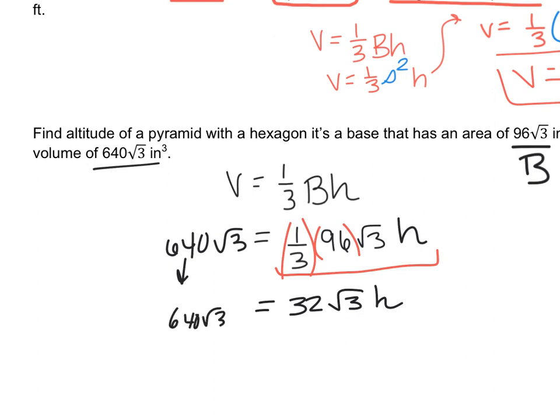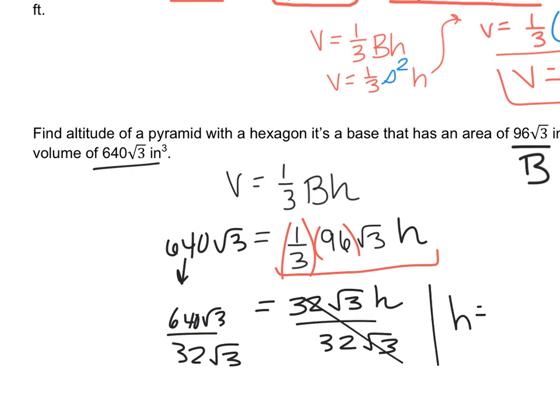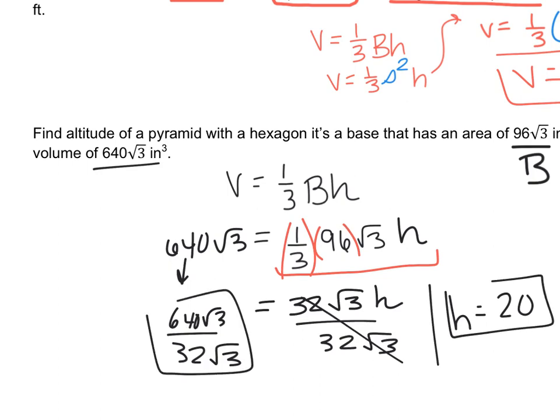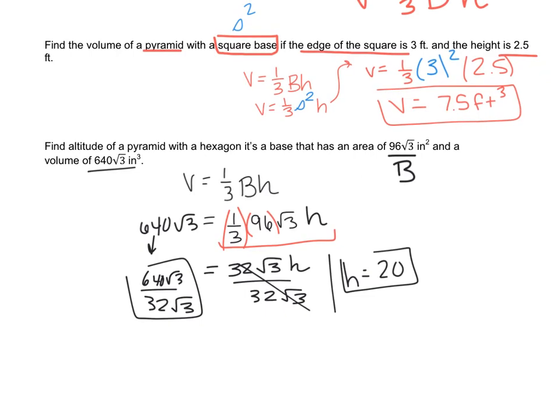Here's what's nice. I have a radical 3 on both sides. They're going to eventually cancel. So to solve for h, this just becomes divide by 32 radical 3, divide by 32 radical 3, and then boom, I get h equals 20. You just type this into your calculator. So my altitude of my pyramid is 20.